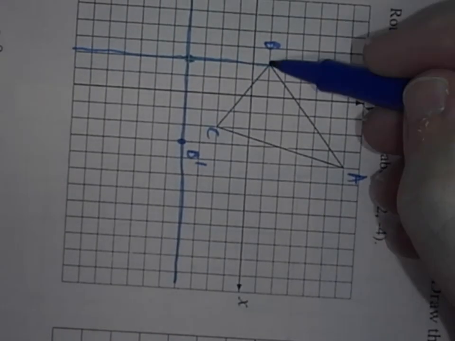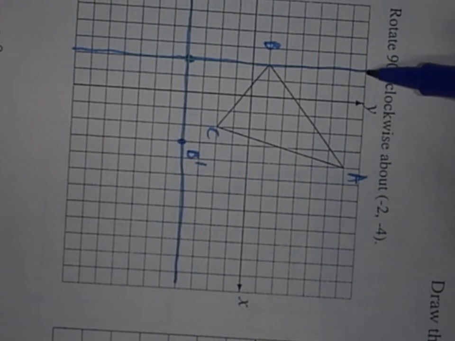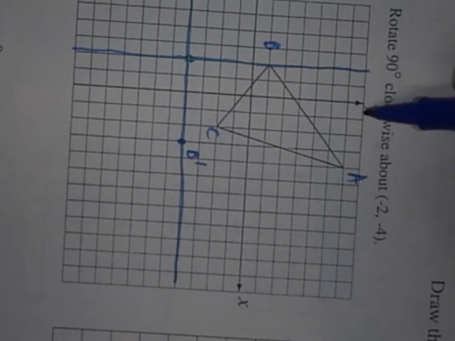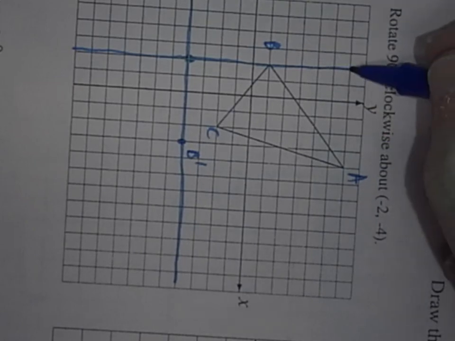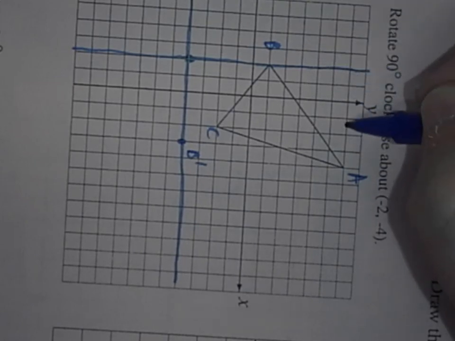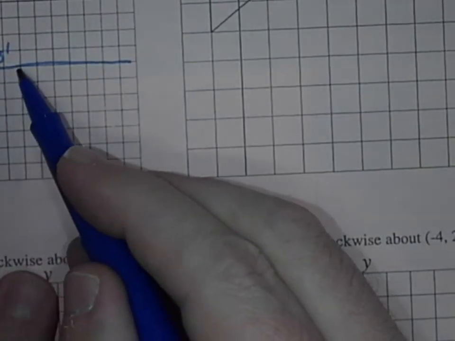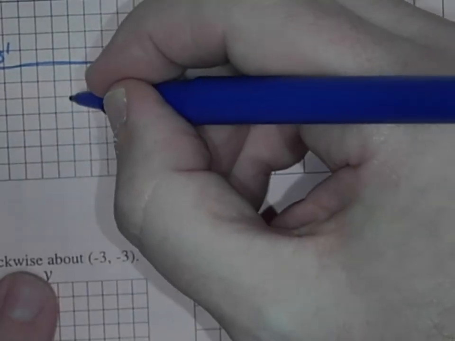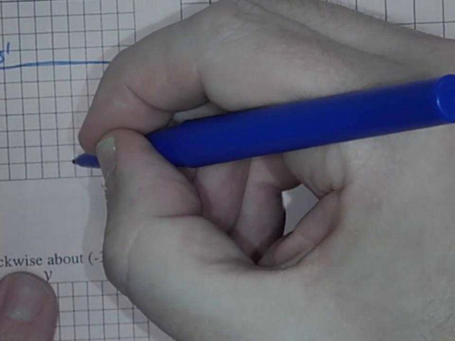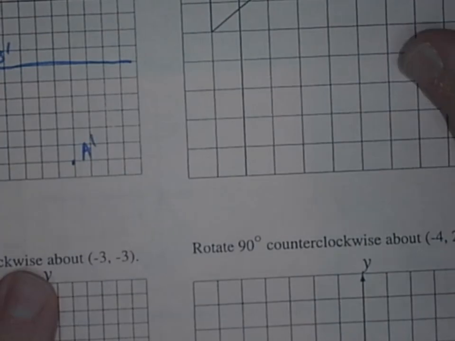Okay. A is 5, 6, 7, 8, 9, 10, 11, and down 1, 2, 3, 4, 5. Oh no, it's not 11, it's 10. 10 and down 1, 2, 3, 4, 5, 6. So I'm going to go over 10, so 6, 7, 8, 9, 10, and go down 6. 1, 2, 3, 4, 5, 6. There's my A prime. Okay?